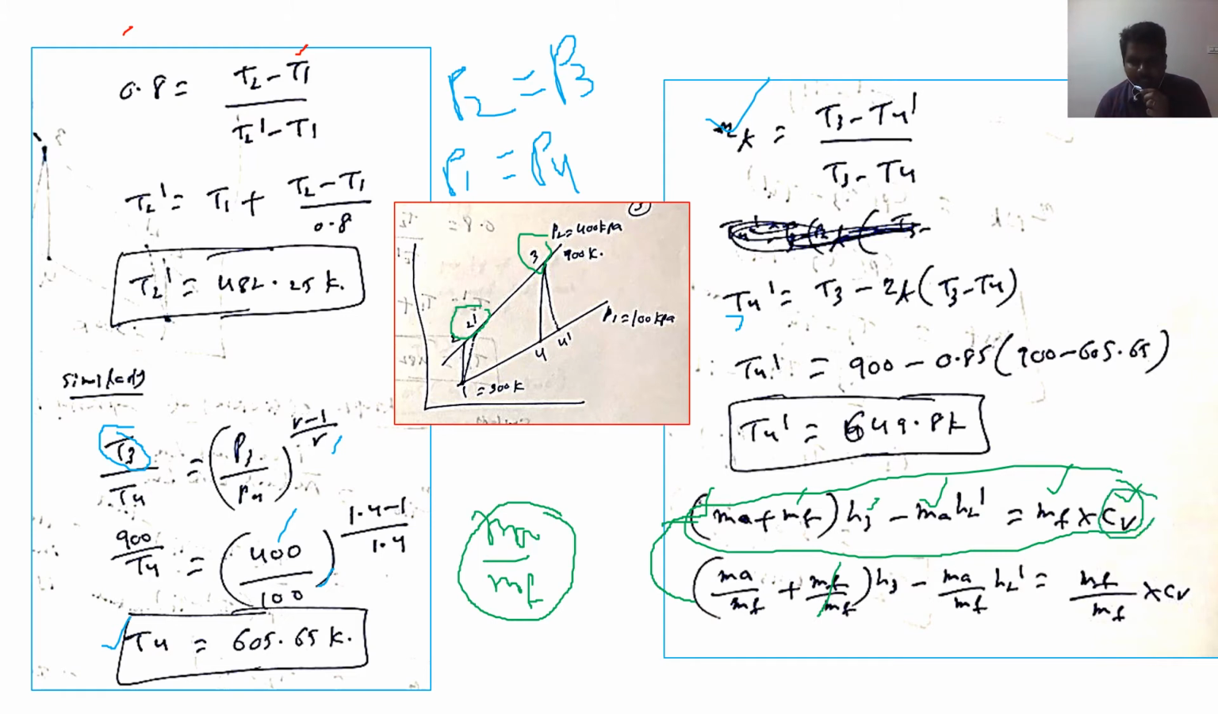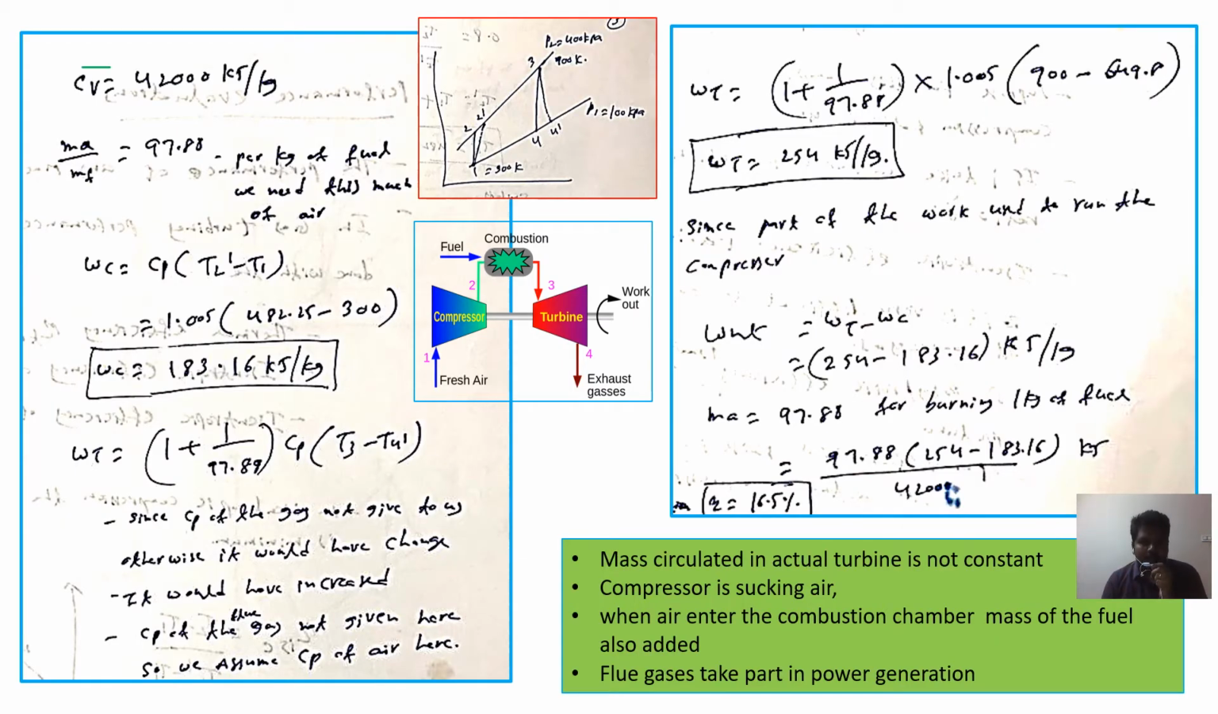Cv value, the calorific value, is already given in the problem, that is 42,000 kilojoule per kg. Once you substitute this in the previous equation, we can get the ratio of mass of air divided by mass of fuel equals 97.88, which means per kg of the air we need this much of fuel.